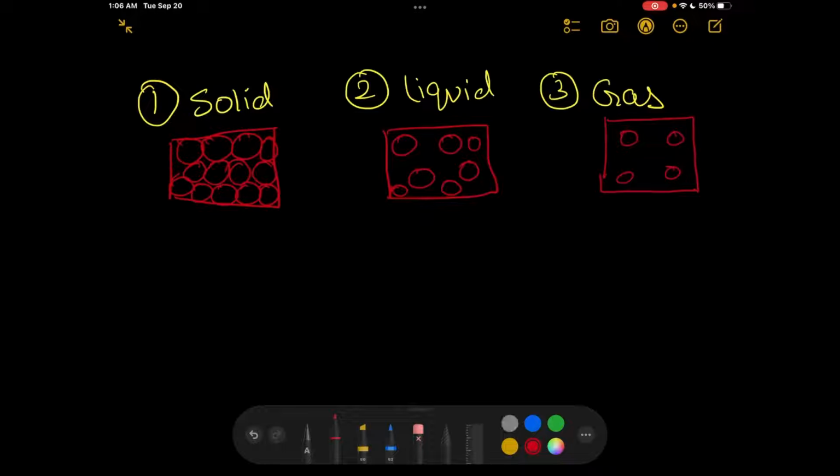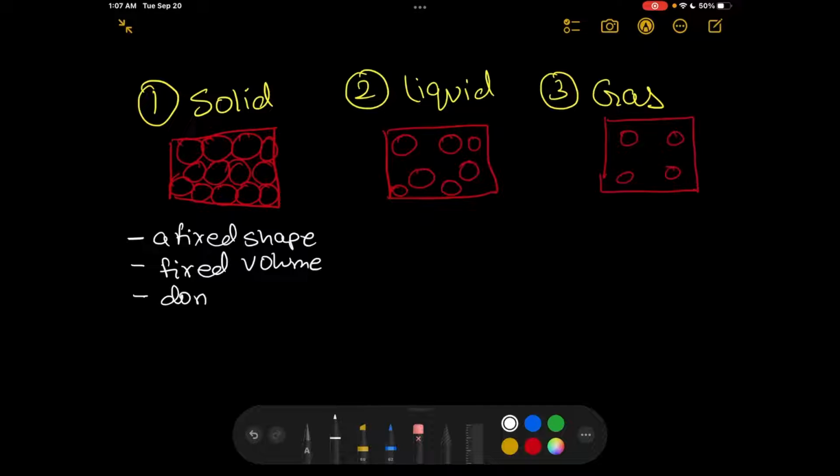So we have seen the forms of matter. Now let's dive into their properties. For shape, solids have a fixed shape. They also have a fixed volume, and they do not flow easily. Also, they are not easy to compress.